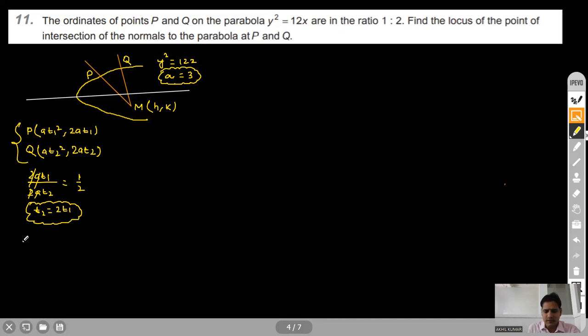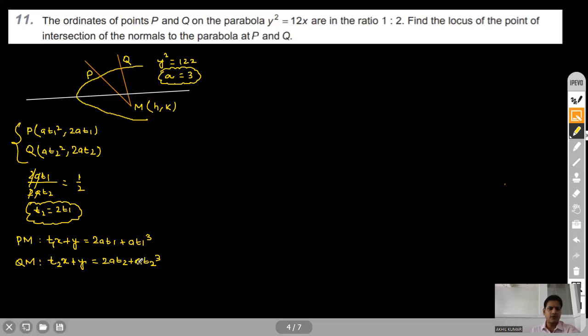PM, right? And we write the equation of PM. Yes, definitely we can write. It will be basically in parametric form. I'm writing the equation of the normal. So this will be basically T1x plus Y is equal to 2AT1 plus AT1 cube. And QM will be T2x plus Y is equal to 2AT2 plus AT2 cube. Hope I am writing the correct one. So this will be the equation of these two normals.